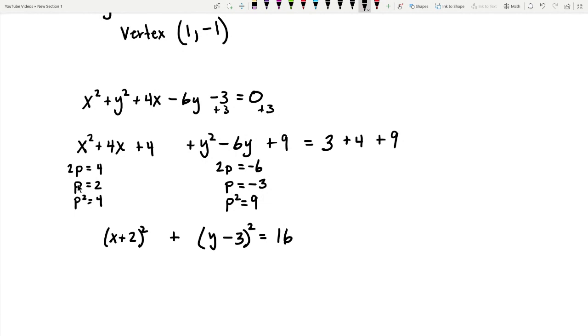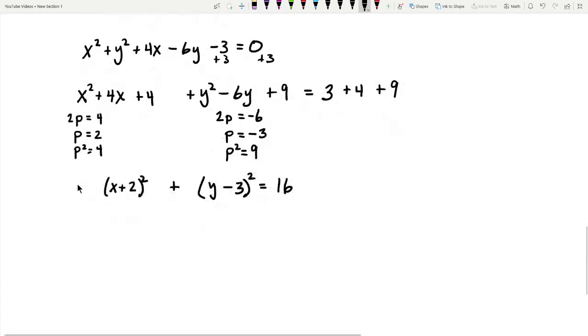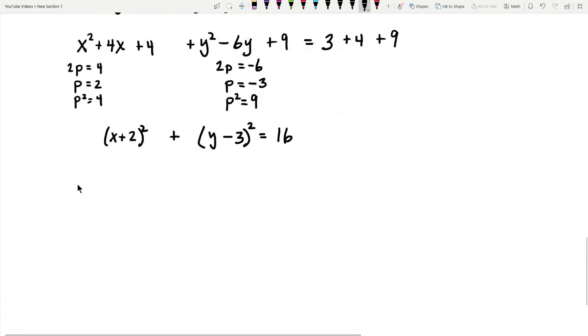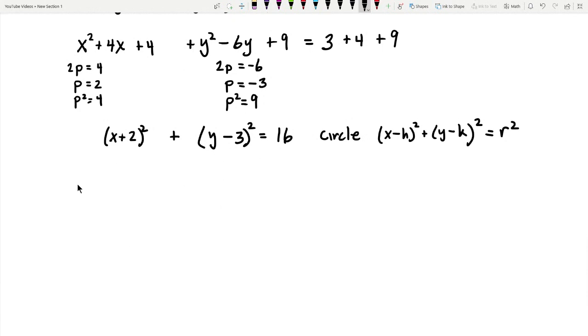All right, so there's my conic section in standard form. From here, again, depending on the conic section, you're going to do what you do. But since I have a circle, right, since this is a circle, I can pull out the center and the radius. All right, so the standard form for a circle is x minus h squared plus y minus k squared equals r squared.